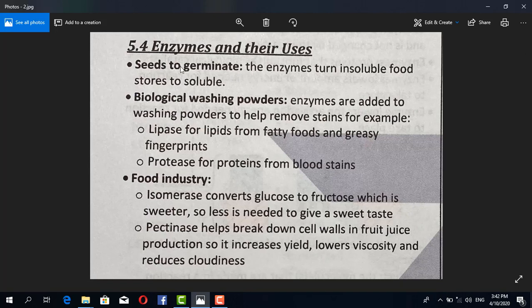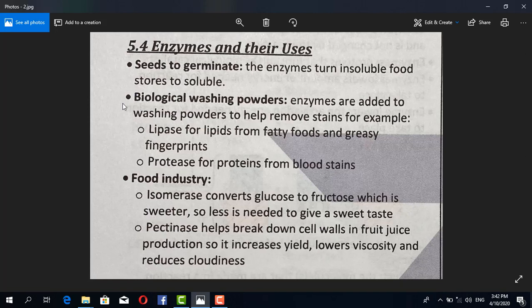Enzymes and their uses. We use the enzymes in seeds to germinate. The enzymes turn the insoluble food stores to soluble. And in biological washing powders, like those we use nowadays with washing machines, you will have tiny colored particles mixed with the washing powder. What is the function of that? It actually removes the stain, and each one of them is specified for a certain kind of stain.